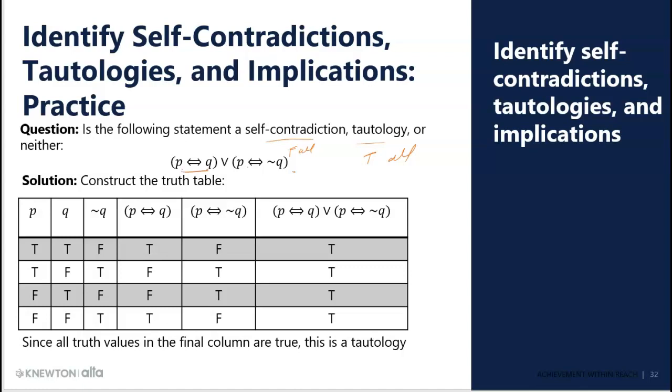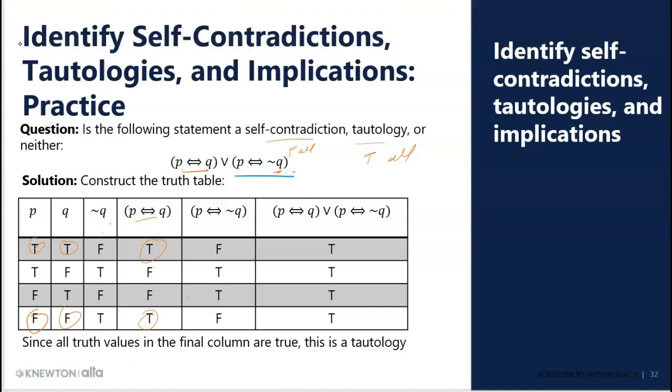The first thing I do, see, I probably would have done it in a different way. I would have written that first. So P, if and only if Q, that's true when the two sides, the left and the right, match. So it's true here, and it's true here. The other cases are false. I made a column for not Q because it's there.